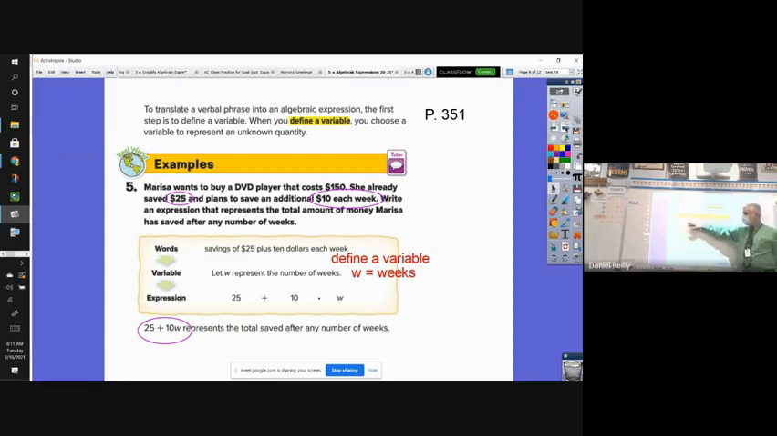So here's the problem. Marissa wants to buy a DVD player. It costs $150. She already saved $25, and she's going to save an additional $10 each week. Write an expression that represents the total amount of money that she has saved after any number of weeks.